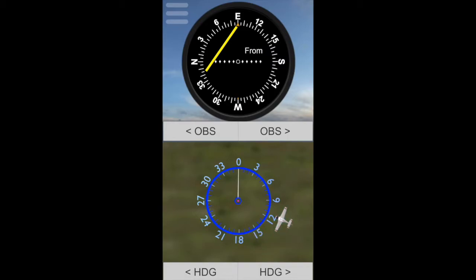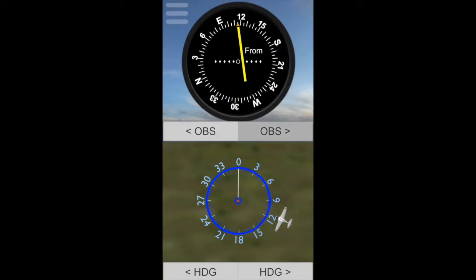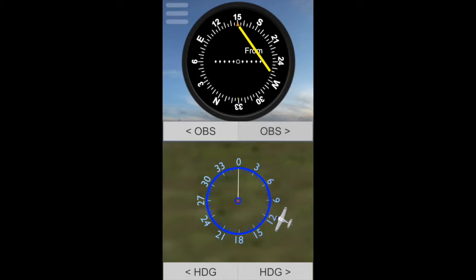Do another example. Maybe let's go to 150, right? 150 plus or minus 90. 150 plus 90 is 240. 150 minus 90 would be 60. So anywhere between 060 and 240, this bar right here, I'm getting a FROM indication. And if I am on the opposite side, I would get a TO indication, as you can see here, between 240 and 060. Anywhere on that side, it's a TO. Anywhere on this side is a FROM.